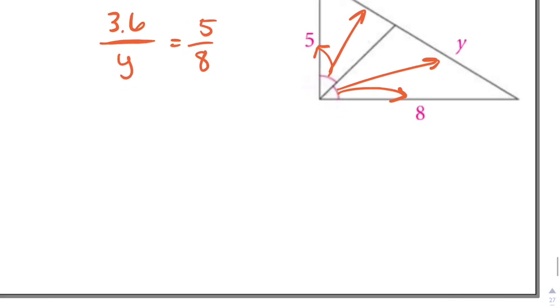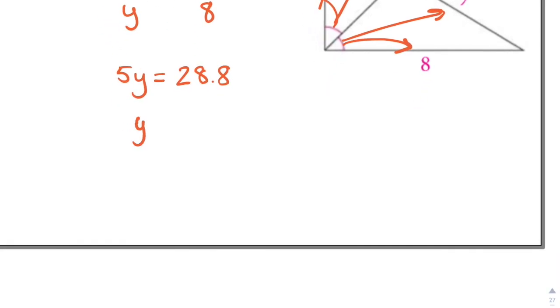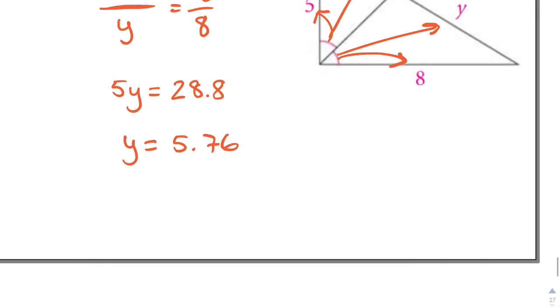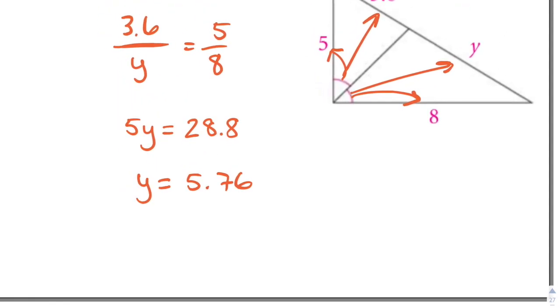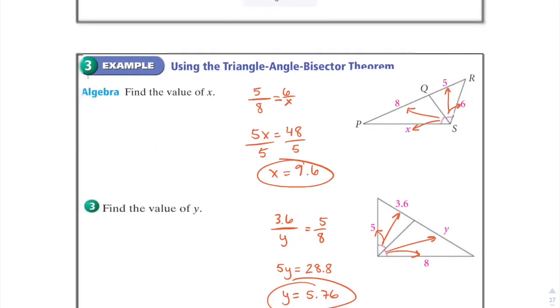So it looks like we have 5y equals 24 times 4.8. So calculator: 28.8. We're going to divide that by 5. So y is equal to 5.76. So y is 5.76. X up here is 9.6.